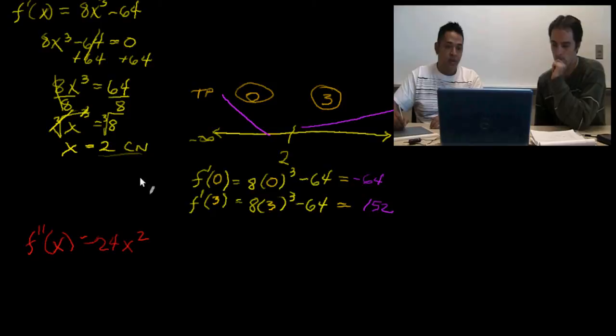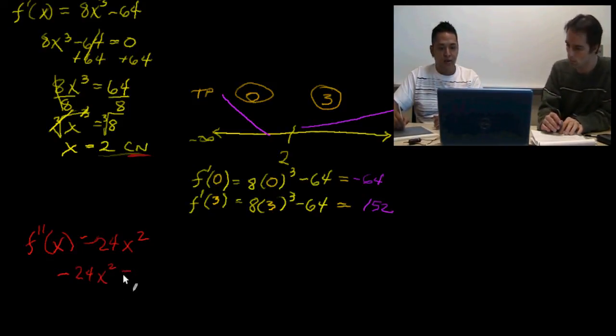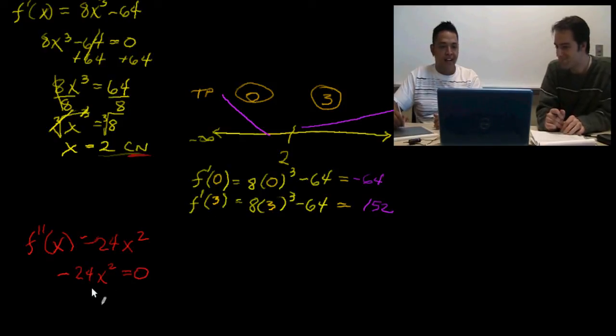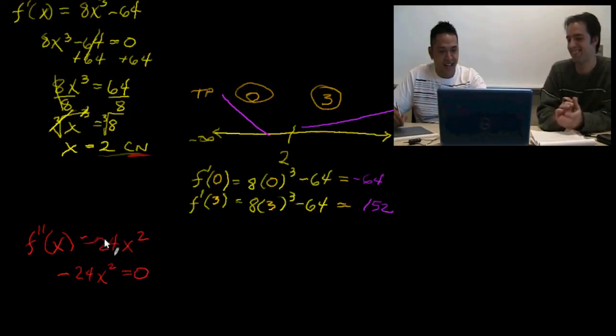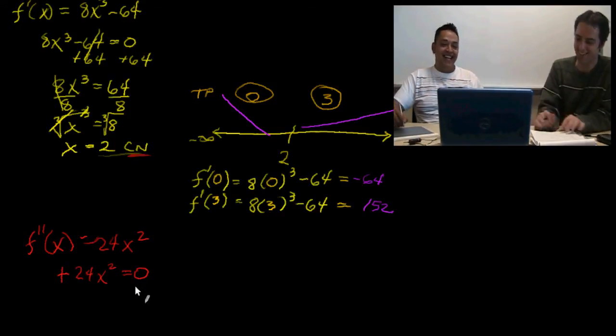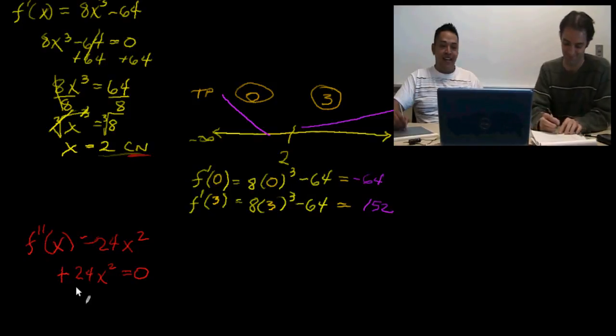Now, just like we did before, we need to find critical numbers, but this time these critical numbers are going to be for our second derivative. And that's going to be minus 24x squared equal to 0. Minus? I lied. Yeah, that should be a positive. Nice save. Thanks, man.